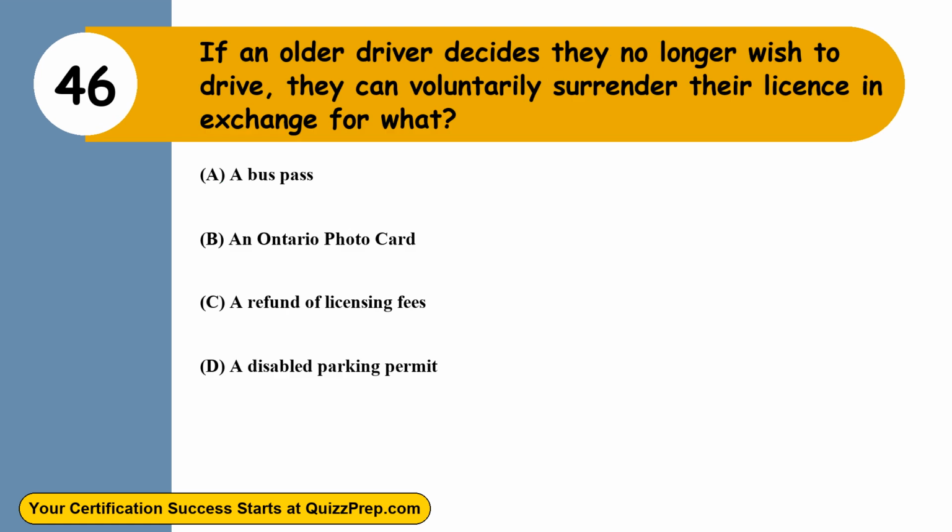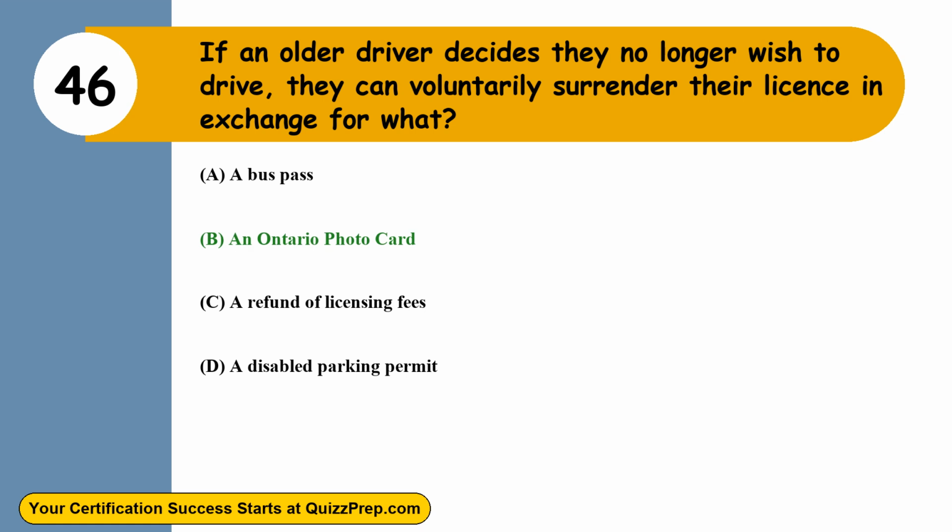Question 46. If an older driver decides they no longer wish to drive, they can voluntarily surrender their license in exchange for what? Option A. A bus pass. Option B. An Ontario photo card. Option C. A refund of licensing fees. Option D. A disabled parking permit. The correct answer is option B.